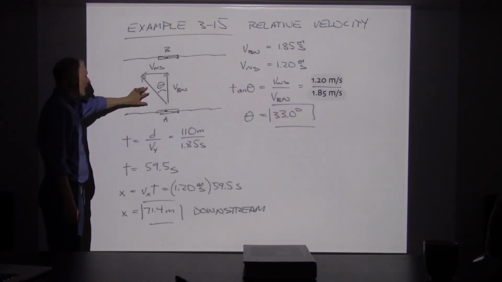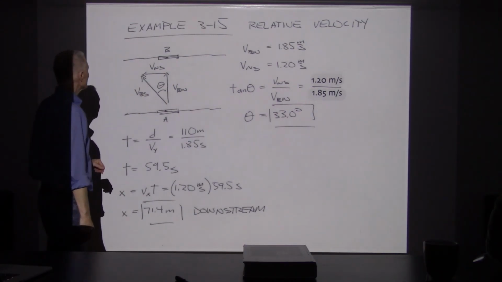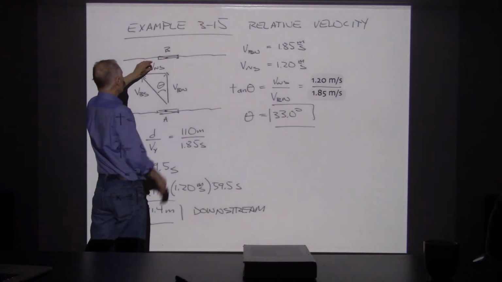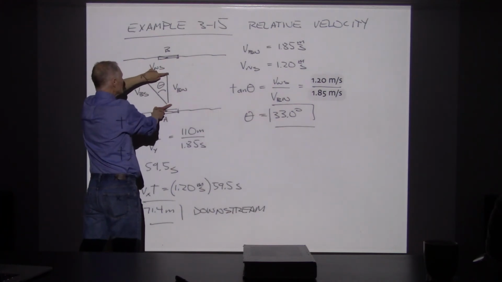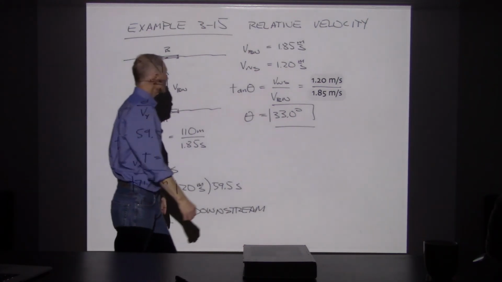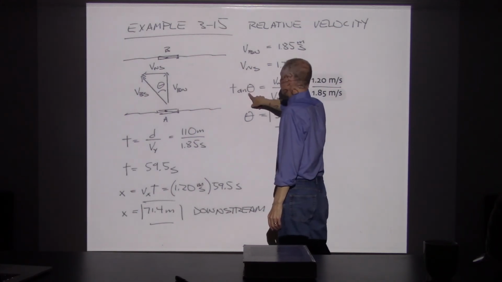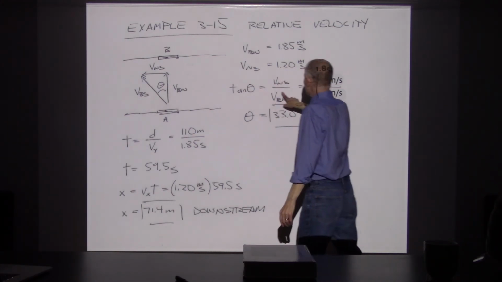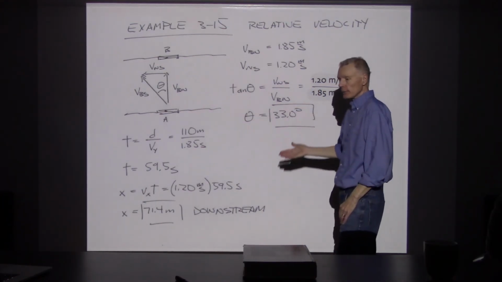Now for this triangle, did I write the numbers in? Okay, so this side is 1.20, and now this side is 1.85. This is going to be the hypotenuse. That's something we have to go in and calculate. So this time it's going to be a tangent function that I want to work from, for the angle that the boat will be carried as a result.